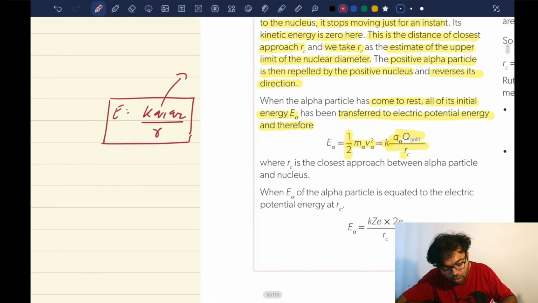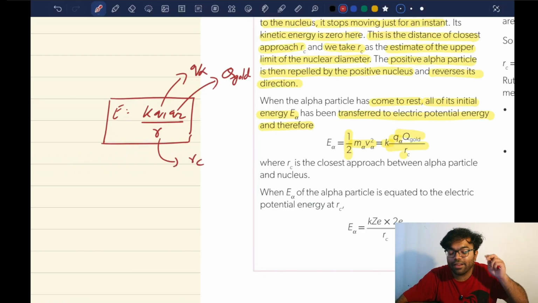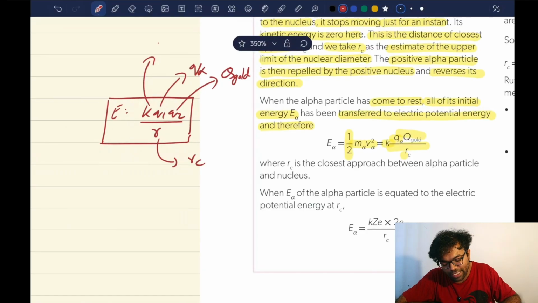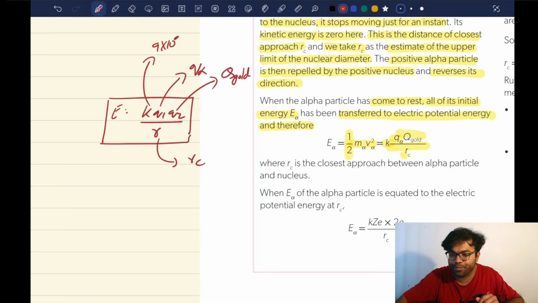Now, here Q1 is what? It is the charge of the alpha particle. Q2 is the charge of the gold nucleus. And R is equal to Rc. It is the closest distance possible between the alpha particle and the nucleus. Clear? And we know what K is, right? K is 9 into 10 to the power 9 Newton meter square per Coulomb square. This is from Coulomb's law. Do you remember Coulomb's law, from where we had the value of K?